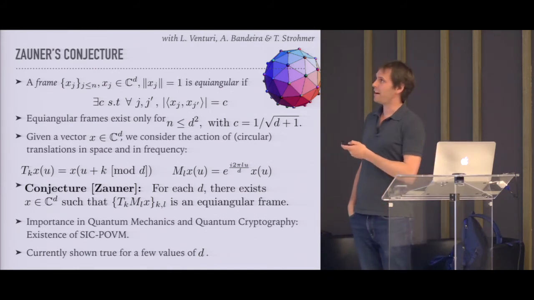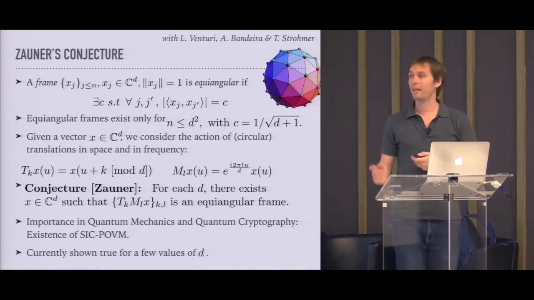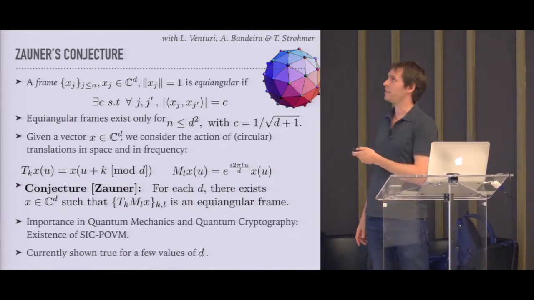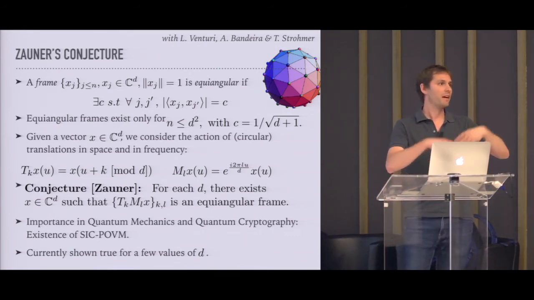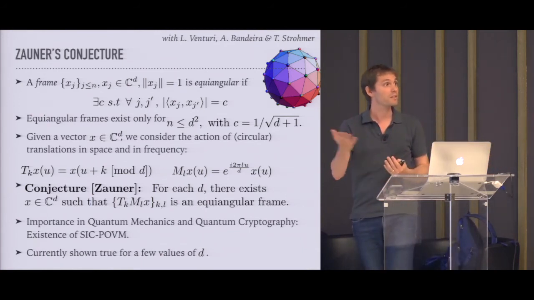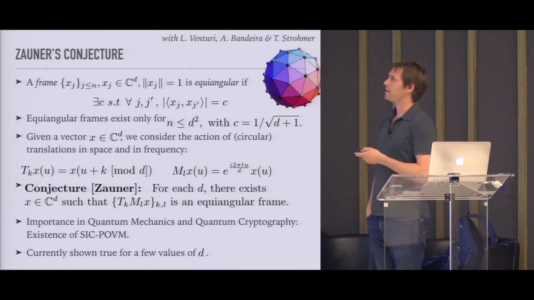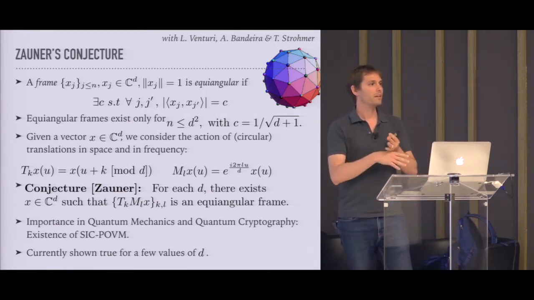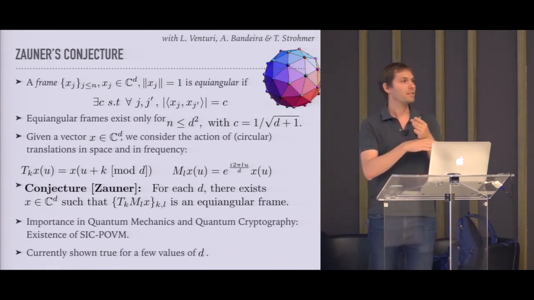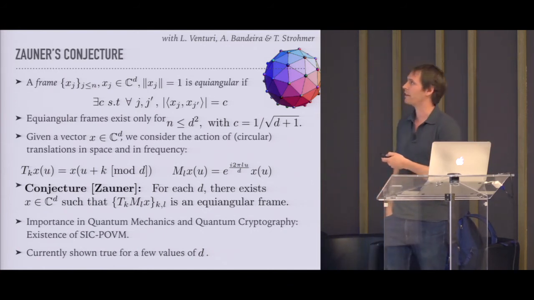Basically, a frame, you can think of as a collection of vectors, here unit norm vectors in d-dimensional complex space. A frame is essentially a generalized version of a basis, right? It is a way where you can do analysis and synthesis, etc. In particular, a frame is equiangular if all the dot products, the angles between the vectors, are equally spaced. In a sense, the dot products are always the same.